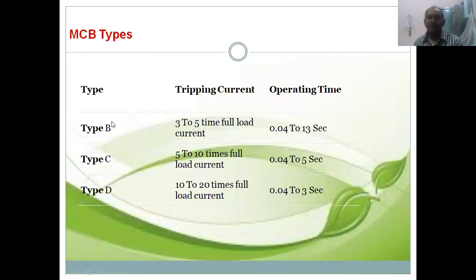It is only about 5 to 10 times the full load current that you can bear. Then the operating time is nearly 0.04 to 5 seconds only. When there is a type D, here the current rating is more than 10 to 20 times the full load current. Now the operating time is very less, 0.04 to 3 seconds. That is, by going from type B to type C to type D, it is a very accurate, special purpose device we are using. So at the same time, cost also changes.